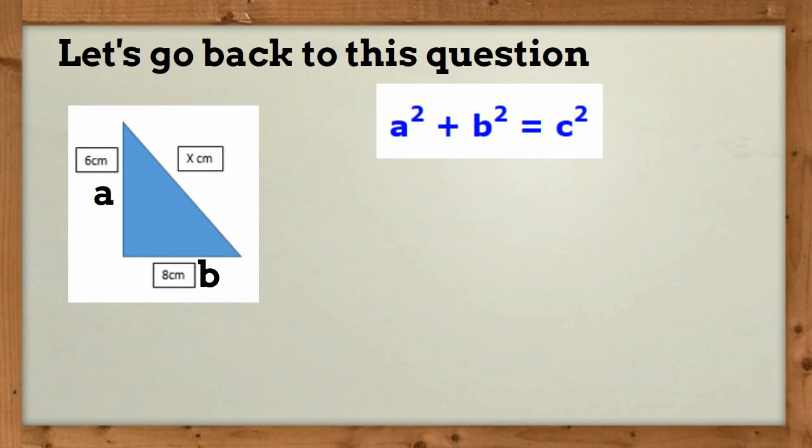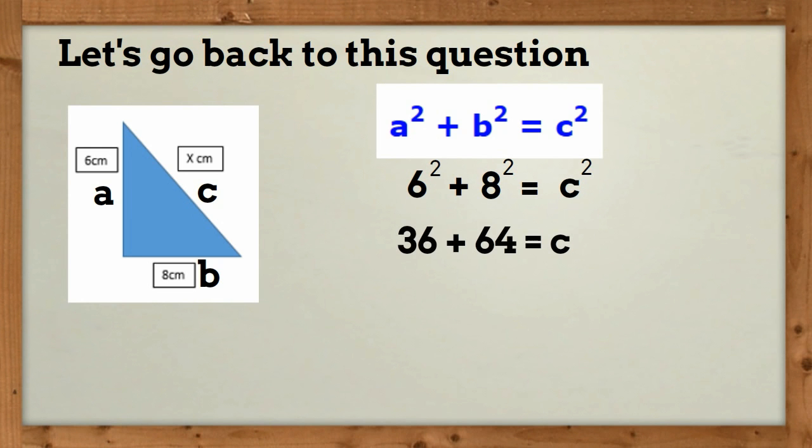We want to find side length x. Label the triangle A, B and C and substitute in the numbers. C squared is 100, so C must be 10, the square root of 100.